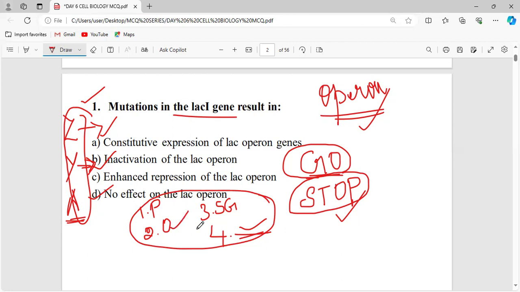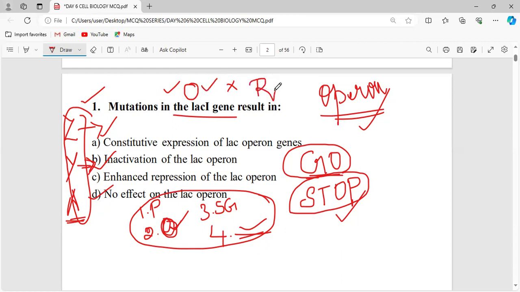Okay, and when it comes to the operator, it is an integral part of the operon. See, it is the most important concept. You should know that the operator will be the integral part of the operon, and the repressor will be the non-integral part of the operon. Okay, see, if any mutation happens in the operator, the entire lac operon will be destabilized because it is an integral part of the operon.